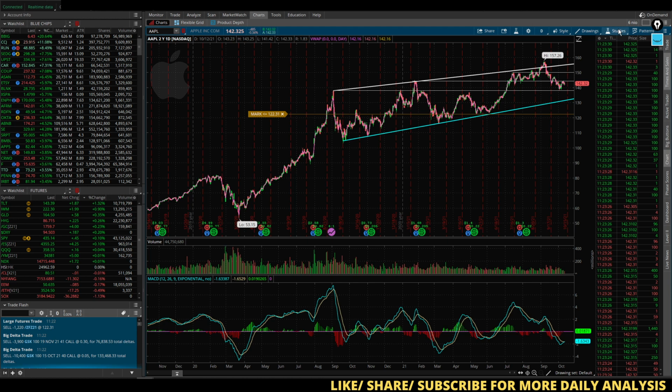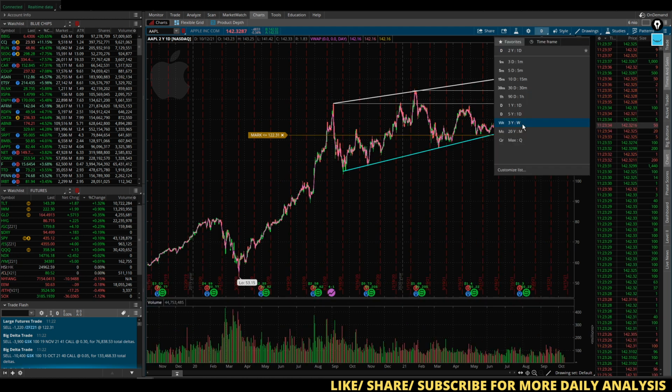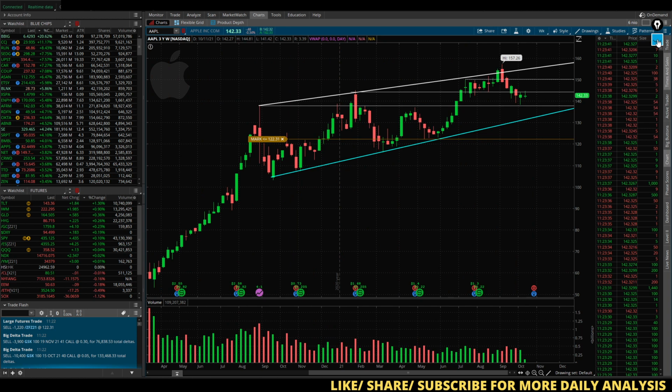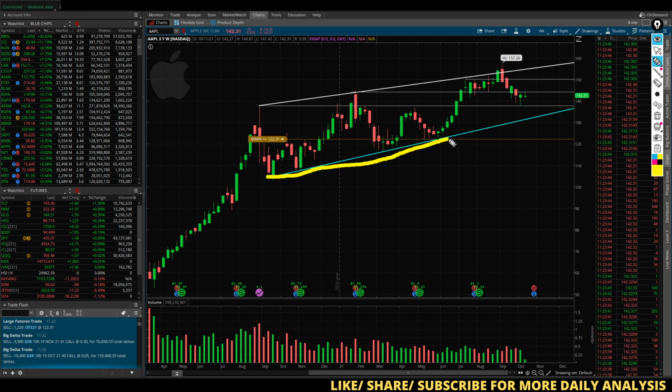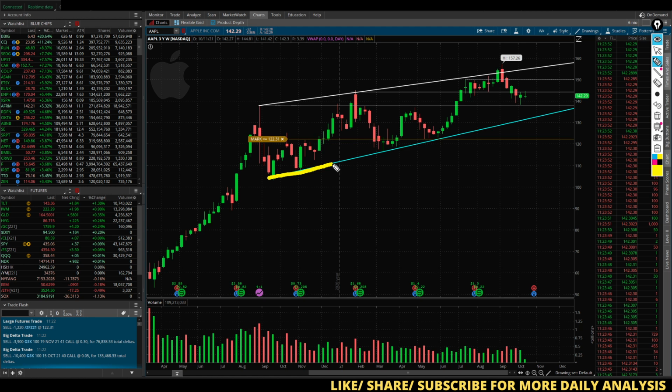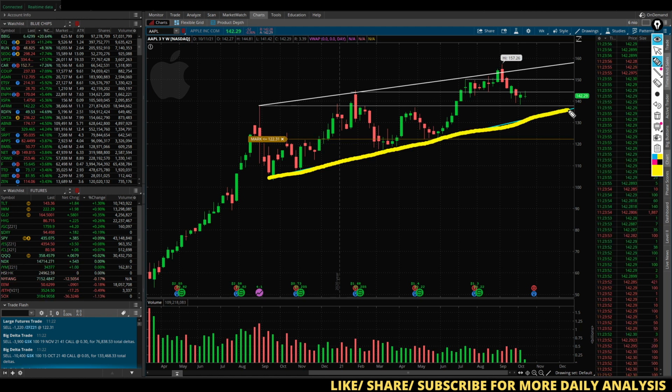So I'm gonna switch to a weekly chart. Let's take a look at what's going on with the weekly chart. On a weekly chart, you can see this channel. Also I forgot to mention this trend line here, for the bigger picture: if the stock doesn't hold the 200-day moving average, this bigger picture support trend line is a crucial support for me, because if it does break this level, then it's really bearish. Until then, it is still in an uptrend.